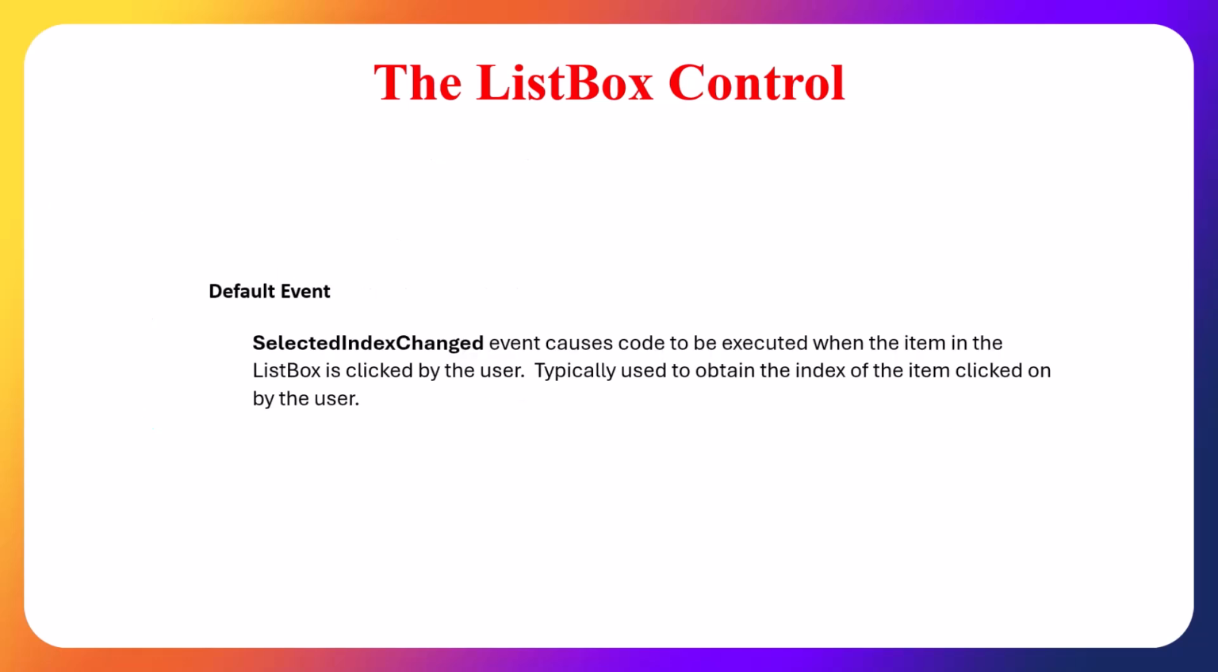The default event is the SelectedIndexChanged event, which causes code to be executed when the item in the list box is clicked by the user. Typically it is used to obtain the index of the item clicked on by the user. You then can delete this item, you can change this item, whatever you want to do with it. In other words, you have the location of where it's located in the list.